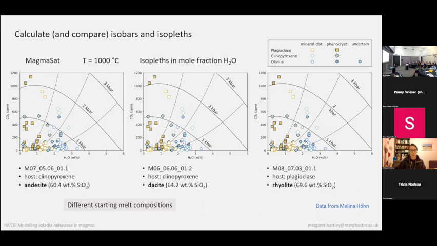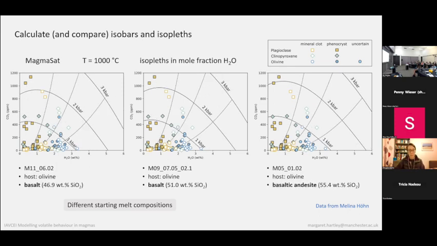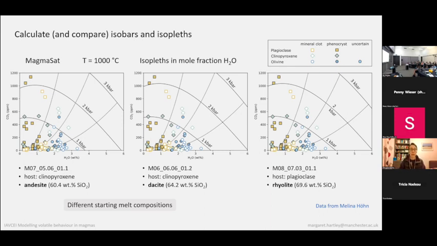And if I just flick between these two slides for a while, you can see that these starting compositions do make a difference to what we think might be going on in the system, where particular inclusions are being stored. Because we know about this melt composition dependency, it becomes quite difficult to plot graphs like these that show a particular set of solubility constraints for a system.